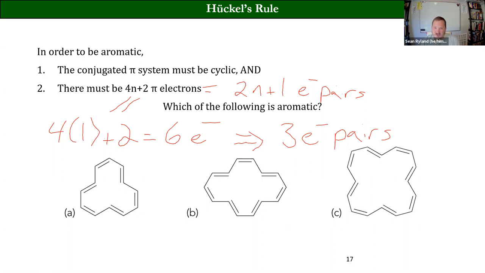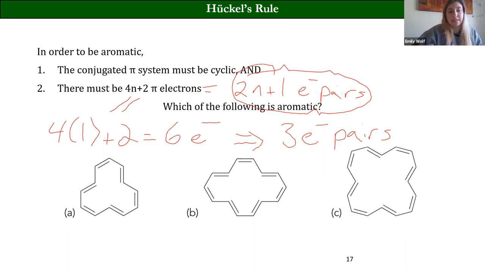The 4n plus 2, it's the way it's written in the book, so I wanted you to see it, but we don't think about individual electrons. We always think in pairs. So I think about it this way. Okay. No, because that makes sense, but I just wanted to clarify before we went on. No, perfect. Thanks.